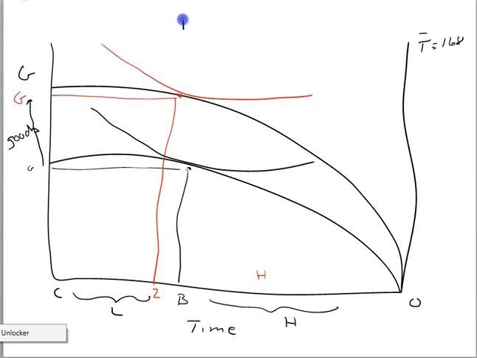We maximize utility at the point of tangency of the indifference curve and the budget constraint. This is no different than we have been doing all semester. So this is one comparative static. We're already at comparative statics.